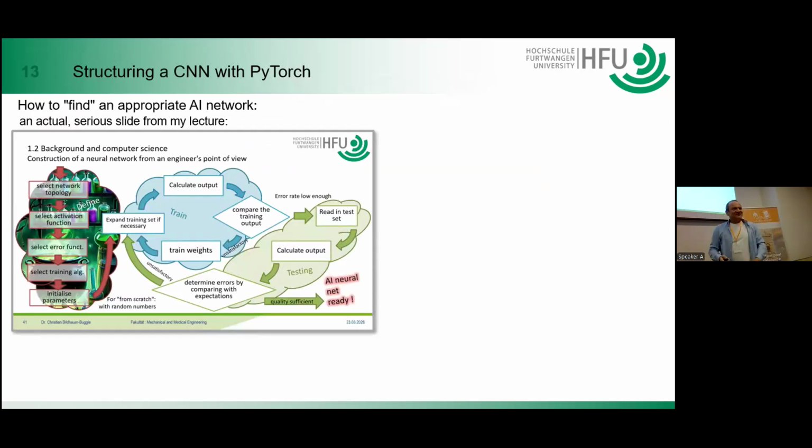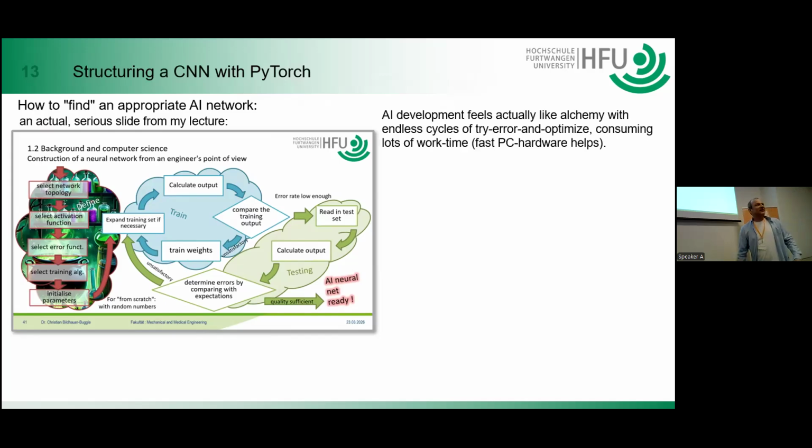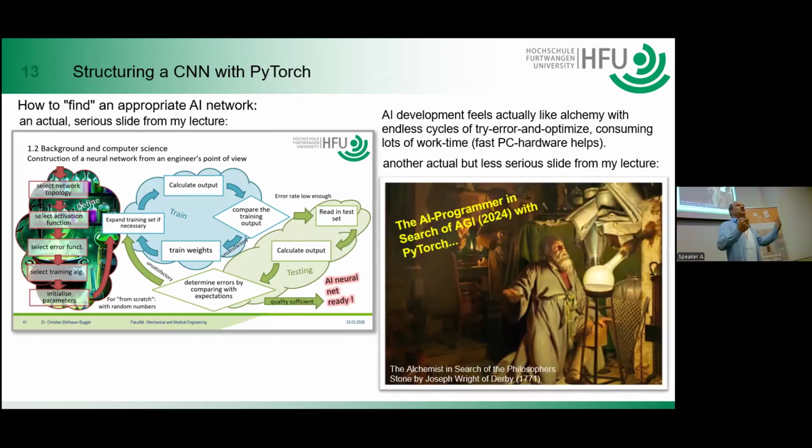Now, this is actually a slide from my lecture, so don't get confused because it is very confusing. But when you go through this entire sequence of defining and training and going in circles and testing, you sort of get the impression that this is some sort of alchemy. You're sort of pouring toxic things into each other and you stir the pot and hope it doesn't explode. But this is essentially the reason for my second, not so serious slide about AI research. So AI research is really the search for the philosopher's stone.